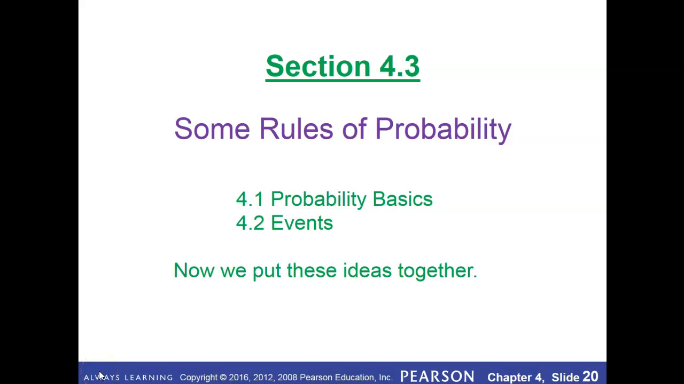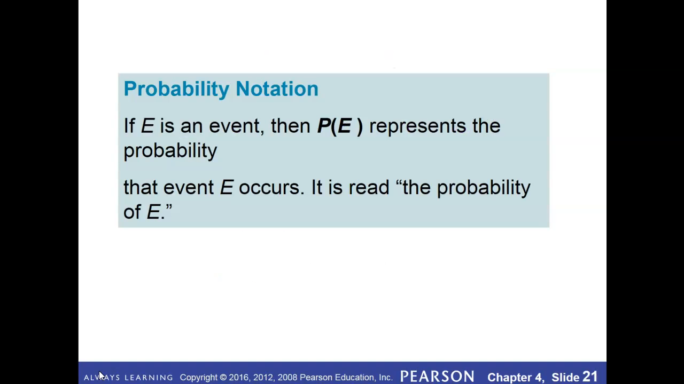Okay, so today we're going to be doing 4.3, which is some rules with probability. If you remember, we talked about probability basics in 4.1, and then yesterday we talked about events in 4.2, and now we're going to be putting these ideas together. So we want to look at this notation here. If E is an event, then P of E, we would read that as the probability of event E, represents the probability that event E would happen.